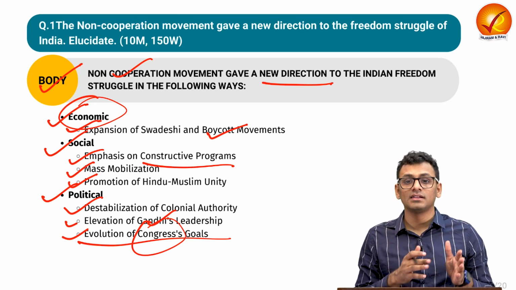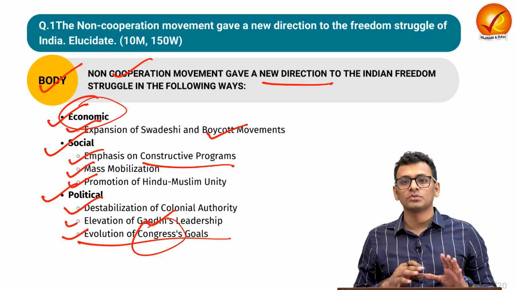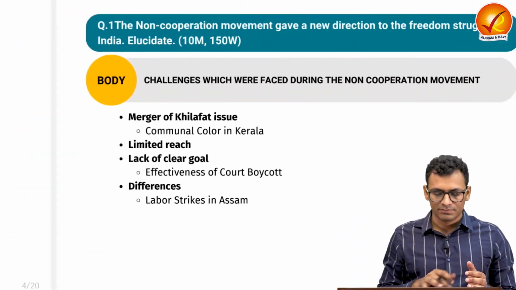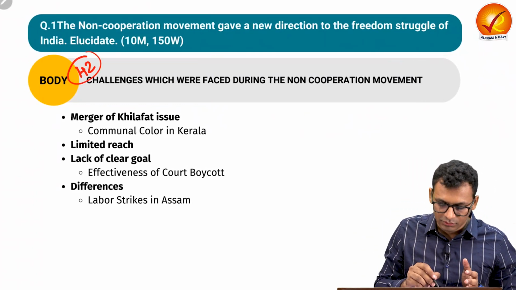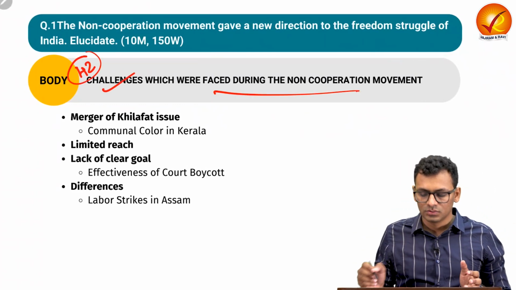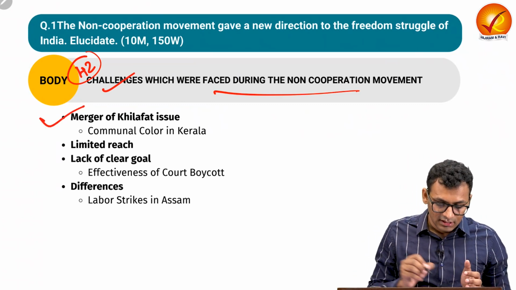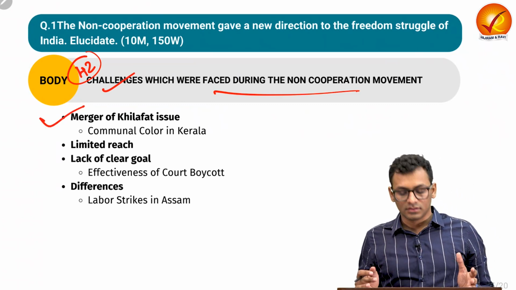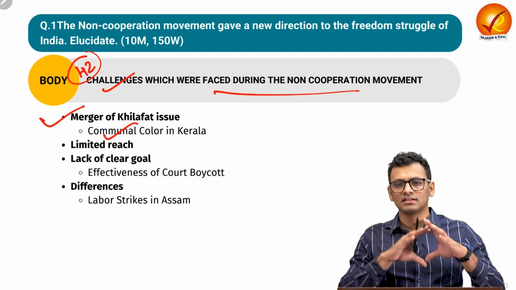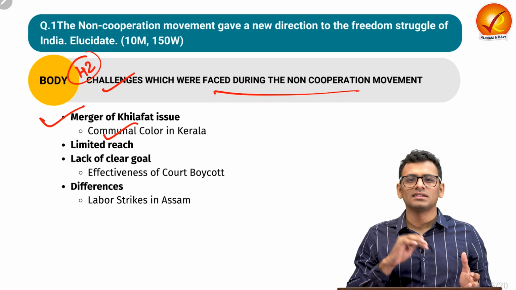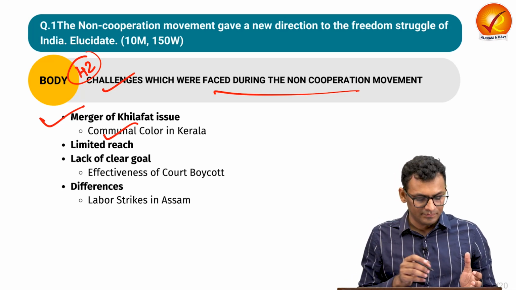Now we have to elucidate how it was a pivotal point. So we will also list all the challenges with respect to the non-cooperation movement. You can give a heading 2, where you talk about the challenges faced during the non-cooperation movement. Firstly, when it merged with the Khilafat issue, it led to a certain degree of communal color, and we can see in different parts of the nation that there were certain instances of disharmony as well.